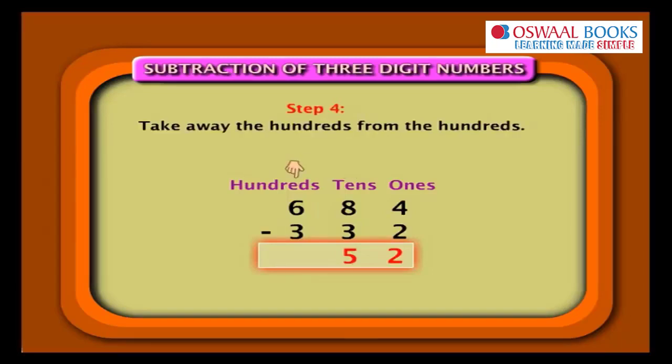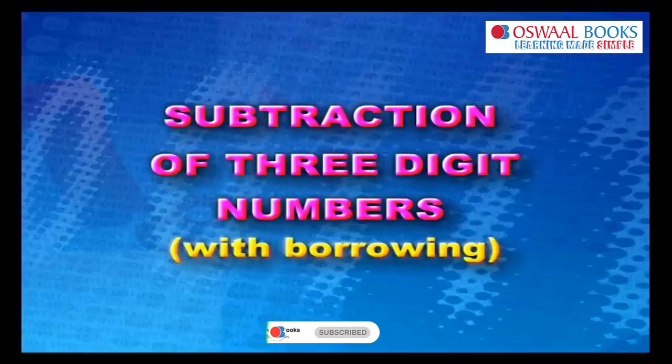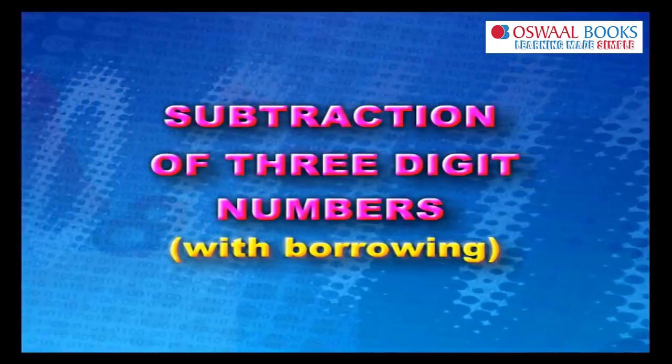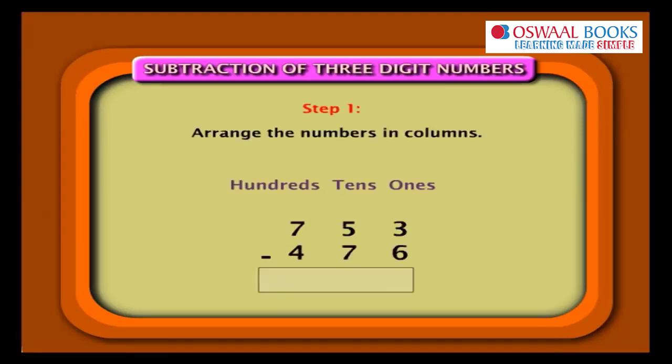Take away the hundreds from the hundreds. 6 minus 3 is equal to 3. Thus, 684 minus 332 is equal to 352. Subtraction of 3-digit numbers with borrowing. Example, subtract 476 from 753. Arrange the numbers in columns.